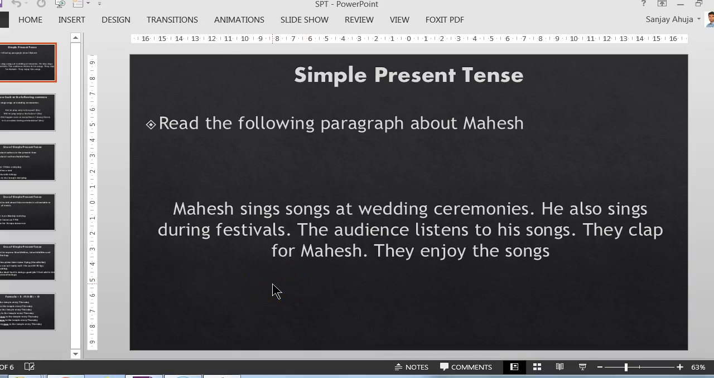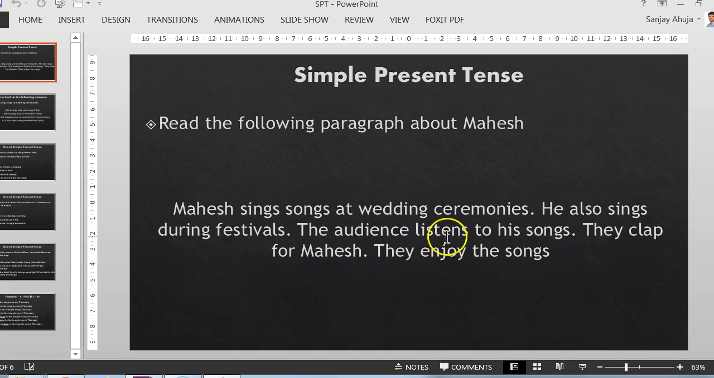Now in this video, I'm going to tell you when we use the simple present tense. And this, friends, is perhaps the most common tense used in the English language. Most of our conversation happens in the simple present tense. So let's read the following paragraph about Mahesh.